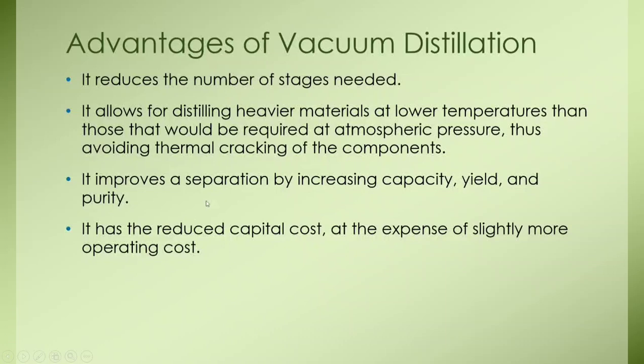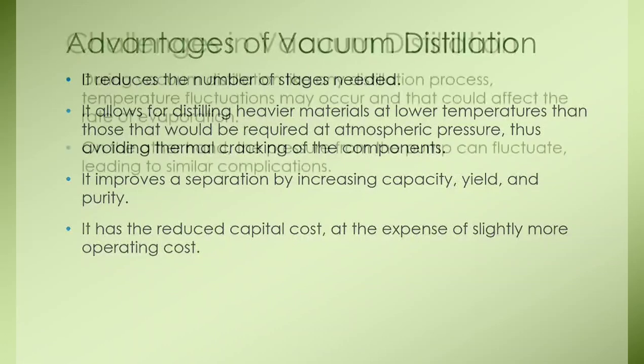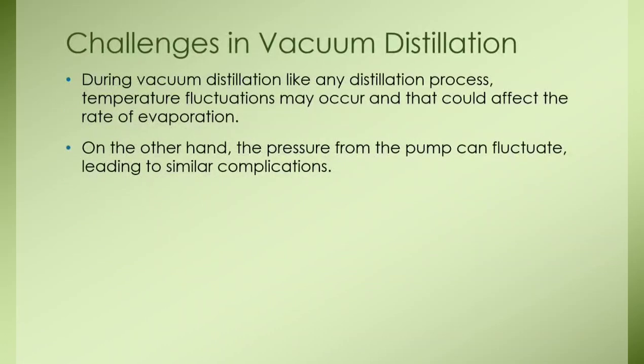Now next are the advantages of vacuum distillation. The first advantage is that it reduces the number of stages needed. It also allows for distilling heavier components at lower temperatures than those that would be required at atmospheric pressure, and thus it also helps in avoiding thermal cracking of the components which generally occurs at atmospheric pressure. It improves the separation by increasing capacity, yield, and purity. It has a reduced capital cost as well, but at the expense of slightly more operating cost.